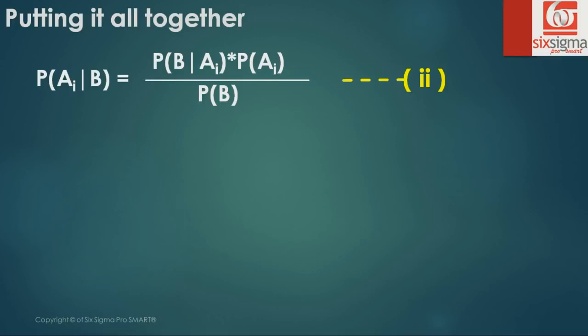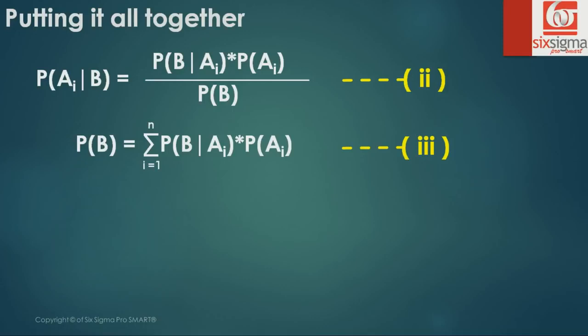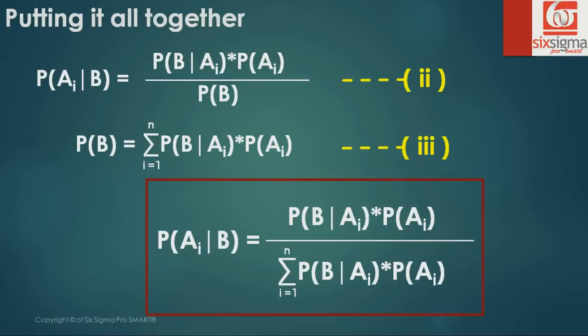What we obtained in equation 2 was this. What we saw on the previous slide, which was equation 3, was this. If we put the value of the probability of B from equation 3 into equation 2, that is in the denominator, this is what we obtain. And this is the generalized form of Bayes' theorem.